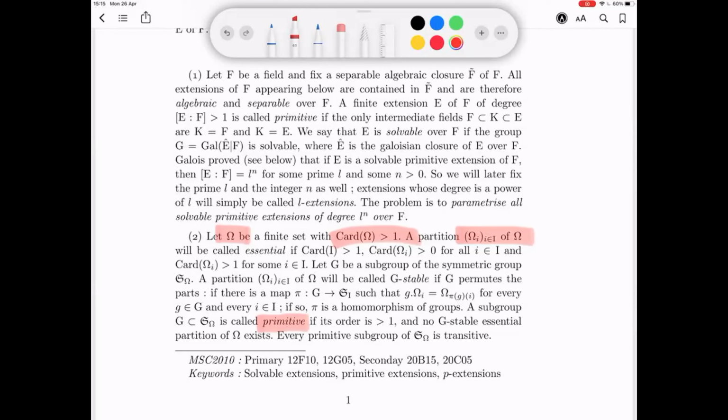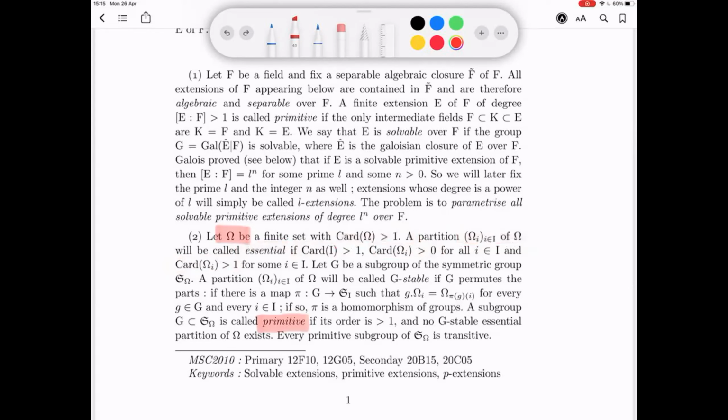Now, we are going to call a partition essential if the number of parts is strictly positive. I mean, no, not just strictly positive, but at least 2, right? Each part is non-empty, and there's at least one part which has at least 2 elements. Because if each part has 1 element, each part is just a singleton, that is a trivial partition, right? We have seen these 2 trivial partitions.